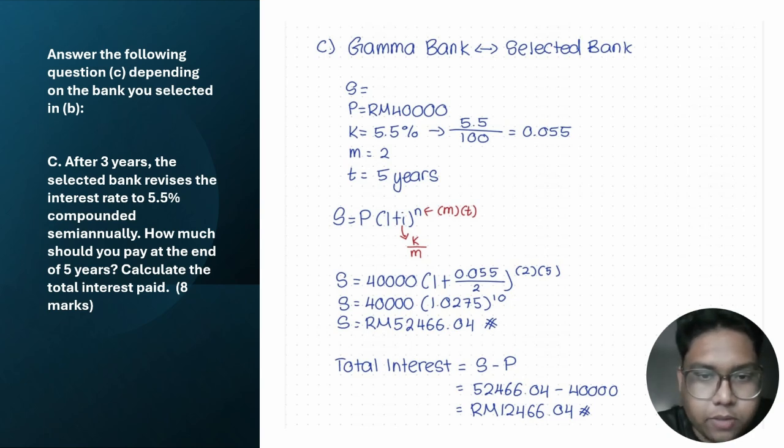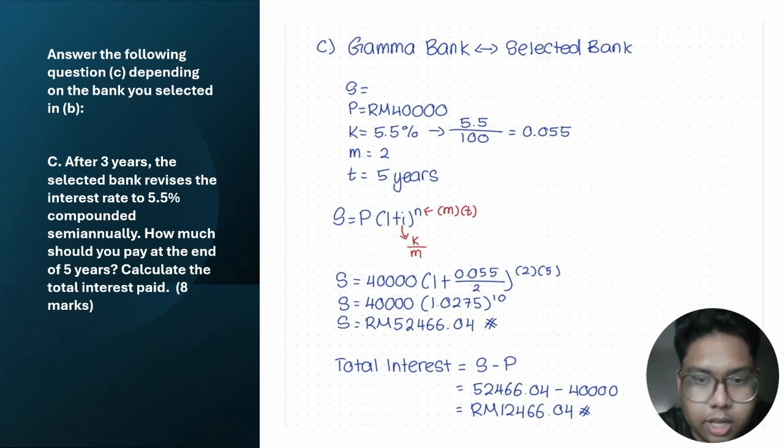So P is 40,000. K is 5.5%, after dividing by 100 is 0.055. M is 2 because it has been given as compounded semi-annually, and T is 5 years because it has been given in the question. We use the same formula: S equals P times (1 plus i) to the power of n. So S equals 40,000 times (1 plus 0.055 divided by 2) to the power of 2 multiplied by 5. We will get 40,000 times 1.0275 to the power of 10. After using the calculator, we will get 42,466 ringgit 4 cents.